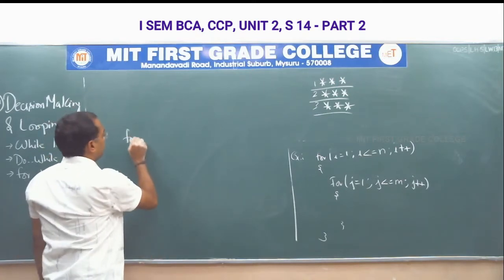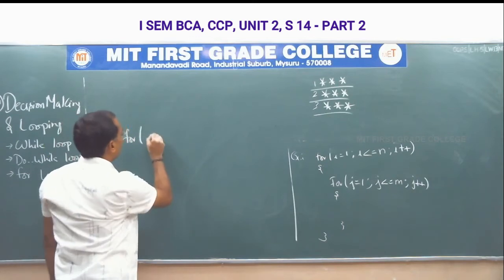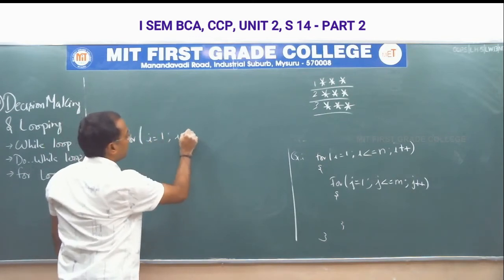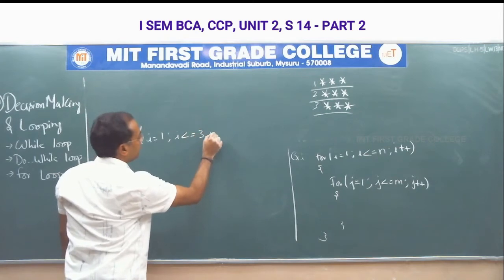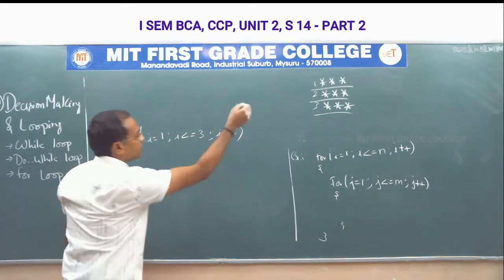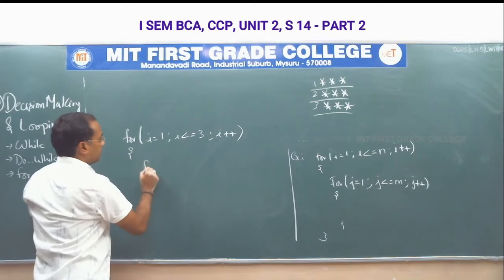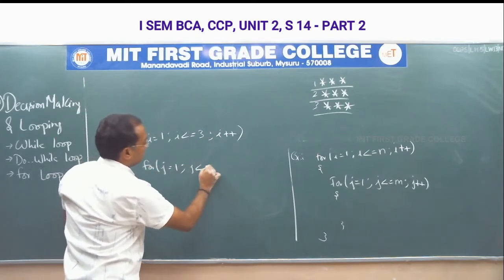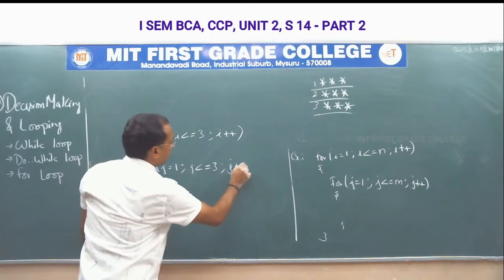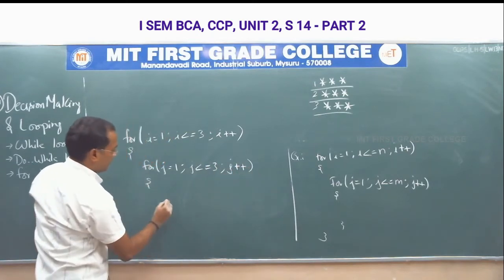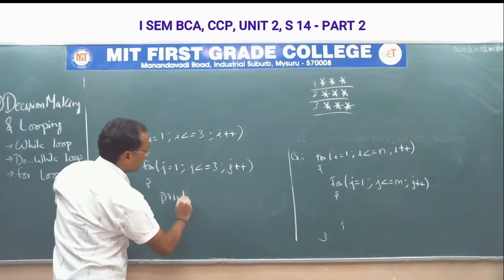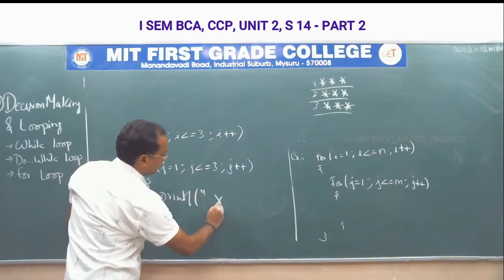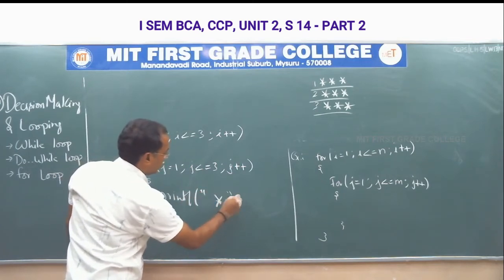For that, I just write the code block. For i goes from 1, i less than or equal to 3, i plus plus. Why? Because we want 3 rows of stars. Then for j is equal to 1, j less than or equal to 3, j plus plus. Printf, I want to display a star. Here I will only write star.